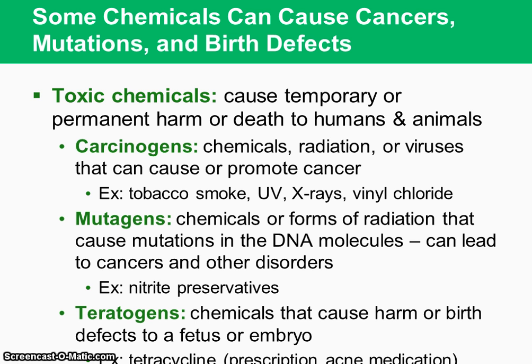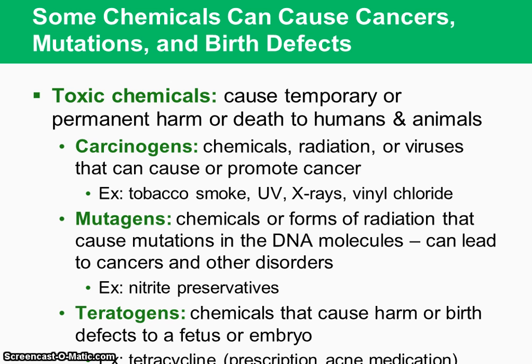So the first one you're probably familiar with, and that is a carcinogen. Carcinogen causes cancer. We're used to hearing that term, especially in relation to tobacco smoke. But you'll see there it's any chemical, radiation, or even a virus that can cause or promote cancer. And so tobacco smoke obviously causes or promotes lung cancer. UV radiation causes or promotes skin cancer. X-rays, vinyl chloride. So again, some of these things we think about as being actual chemicals. The vinyl chloride, you can see right there, chloride in the name. But some of them we maybe have not thought about that way before. But a carcinogen is considered a toxic chemical that promotes cancer.